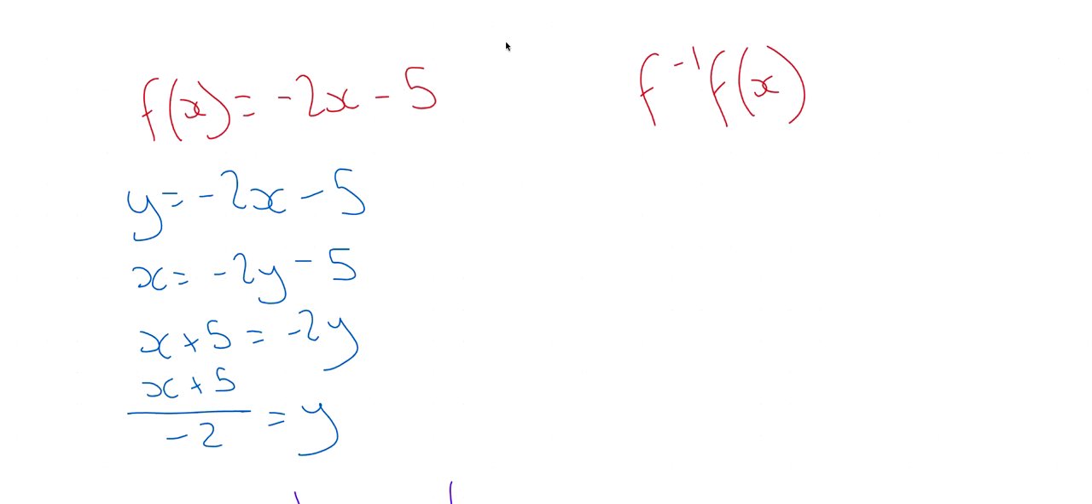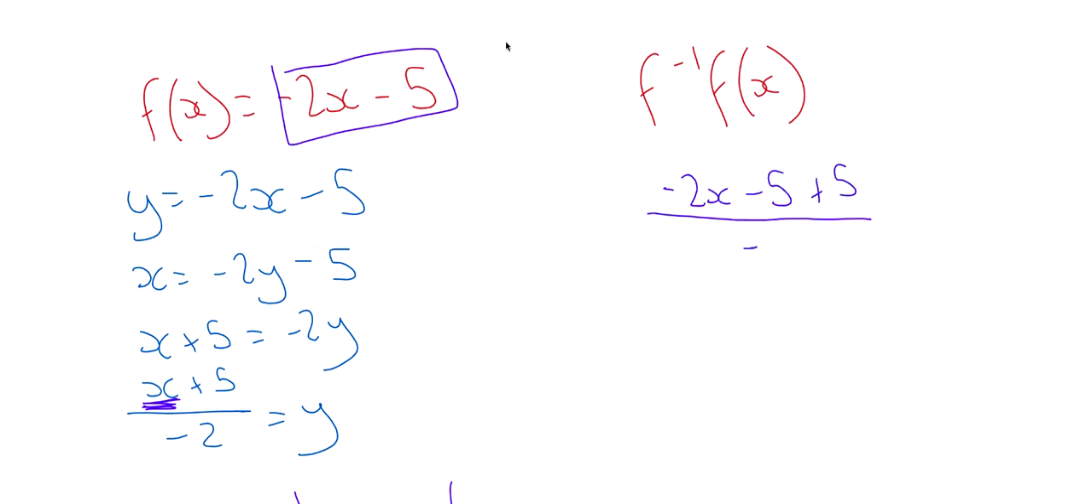Because like down the bottom, we had 1, but because our variable is x, watch what happens. So if I take the inverse, I'm going to replace x with the original thing. So I've got negative 2x minus 5 plus 5 all over negative 2. Are you with me? Right, so this is the x plus 5 all over negative 2. This cancels out, so now I have negative 2x over negative 2, which is just x.